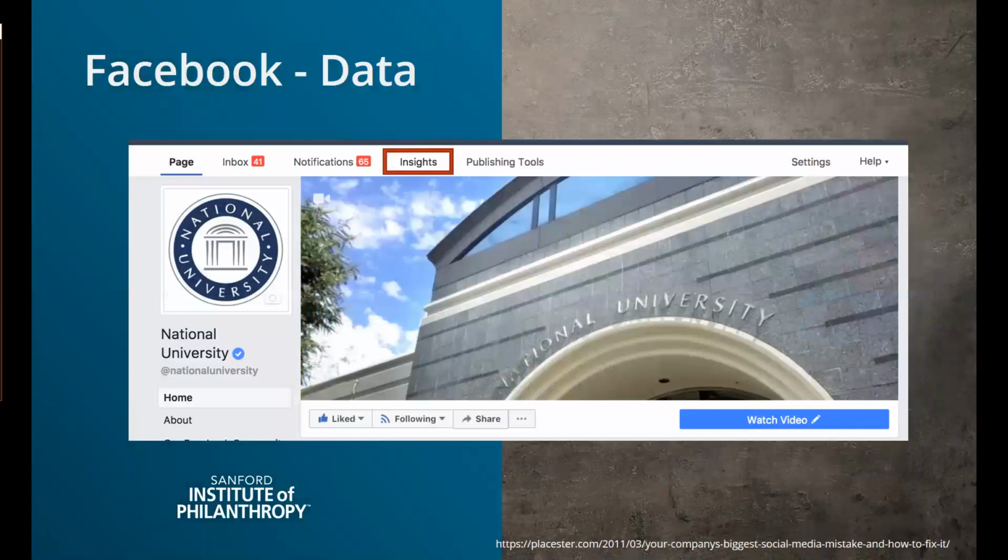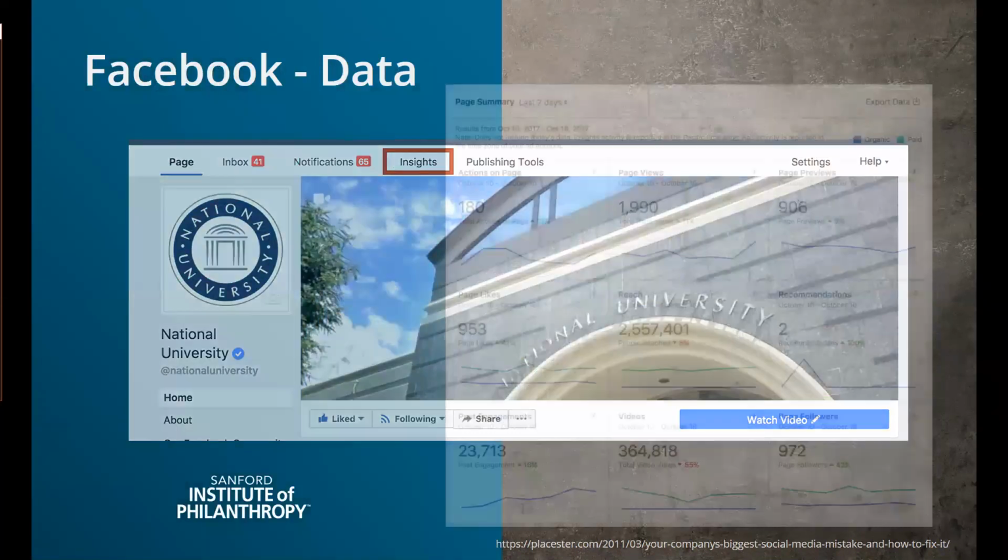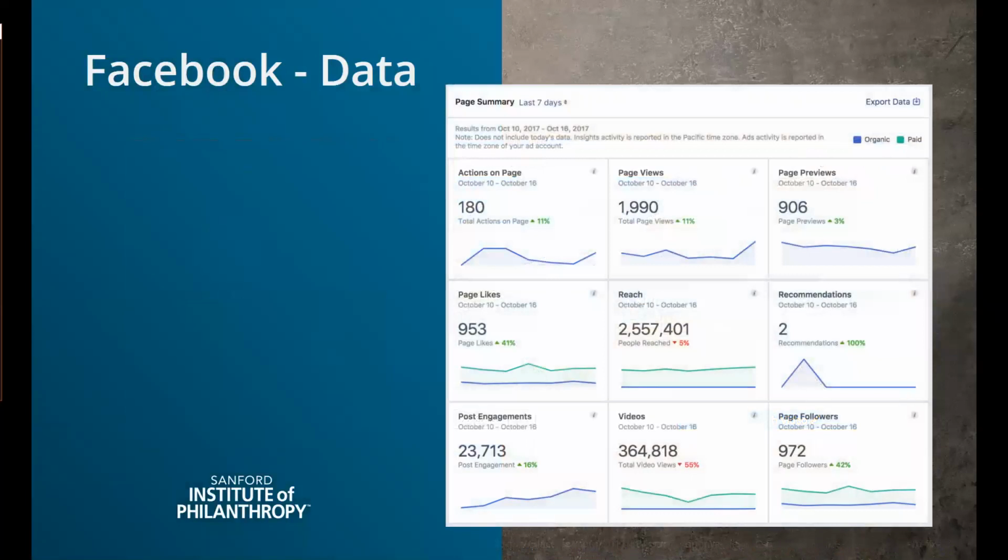So we put an example on Facebook. If you go to your Insights tab, you can see data. You can see actions on page, posts, your reach, interactions, and engagement. So if you find that people aren't interacting with videos, then you don't post videos, or you don't post as many videos. If you find certain images, certain pictures, certain messaging works, then you do more of that and adjust and evaluate.